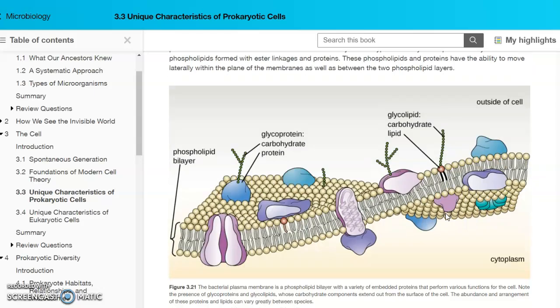If we look at the structure of the plasma membrane, we're going to see that it is very similar regardless of whether we're talking about bacteria or fungi or plants or animal cells. We follow this fluid mosaic model with a phospholipid bilayer with carbohydrates and proteins stuck in it.